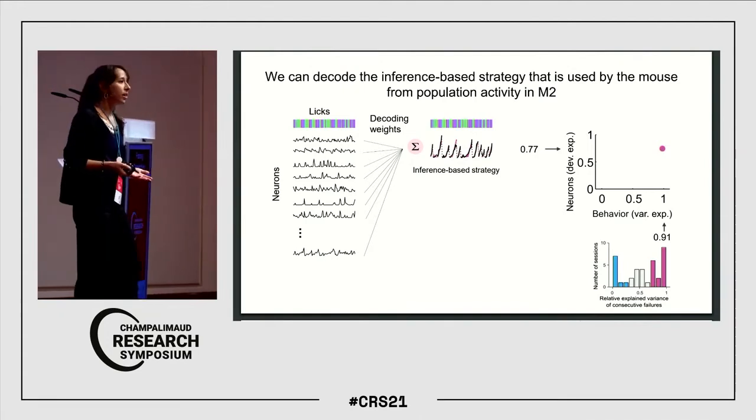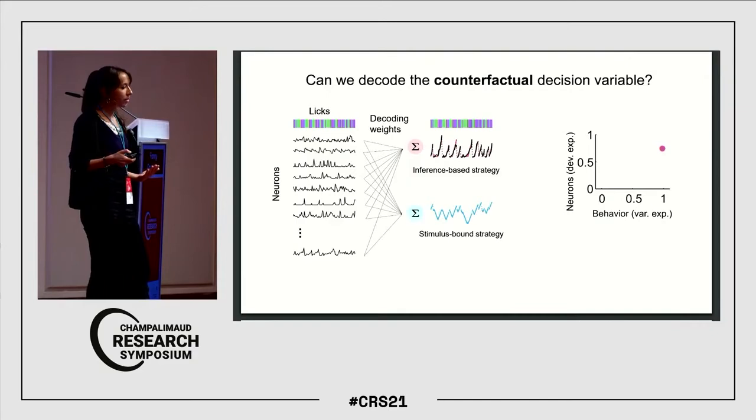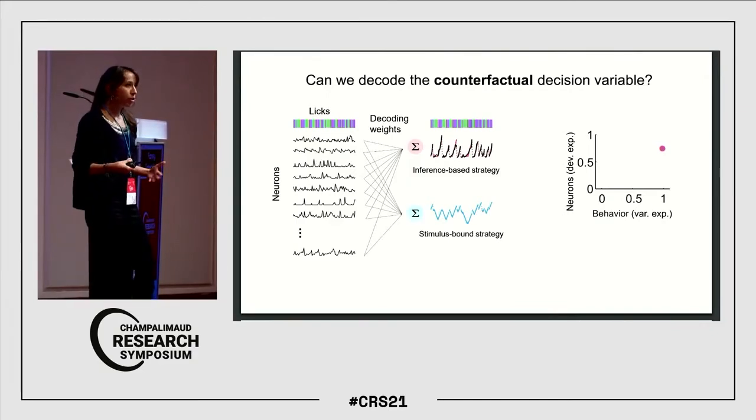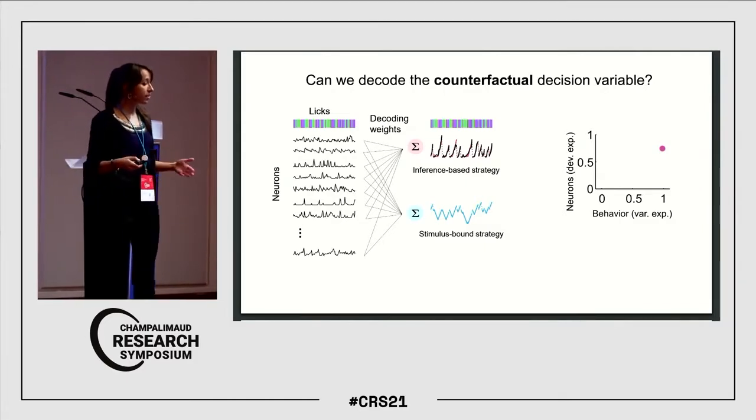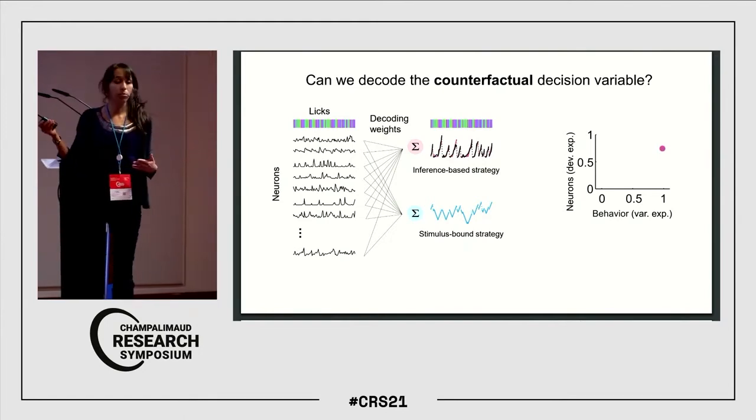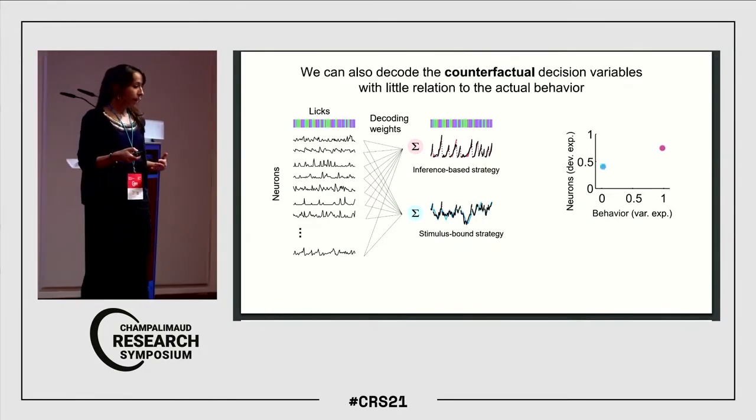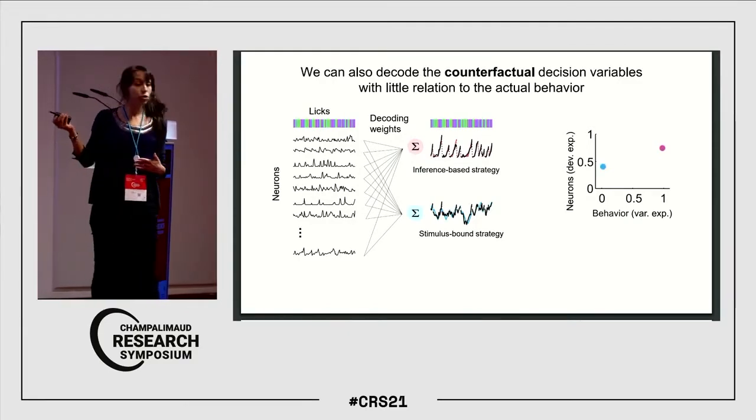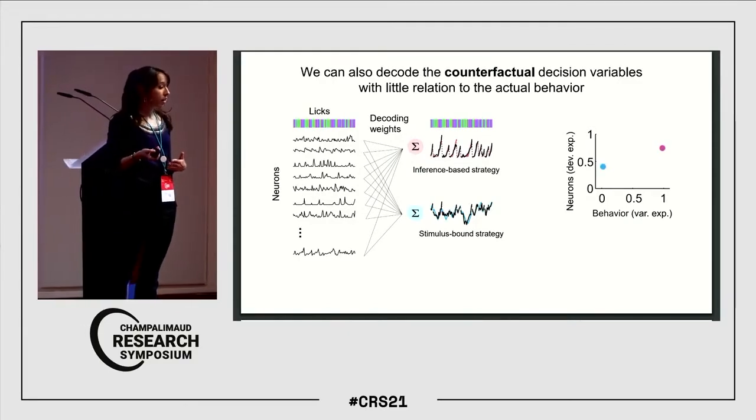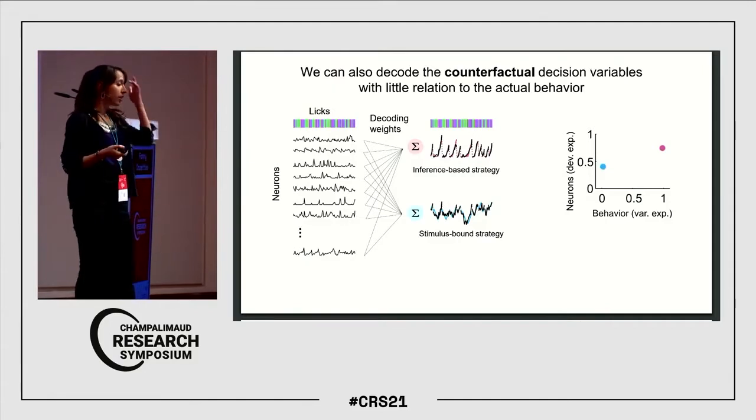So naturally, then we ask, can we decode the counterfactual strategy? Which is this decision variable that could be used based on the sequence of action that the mouse takes, but is not. So in this case, it's the stimulus-bound strategy, here in blue. And we were surprised that we could actually do a fairly good job also at decoding this stimulus-bound strategy.